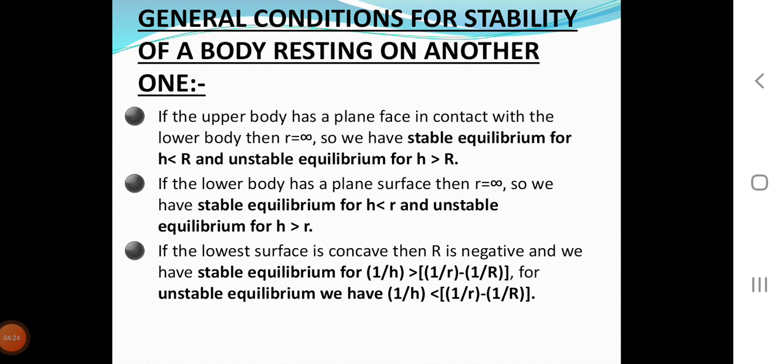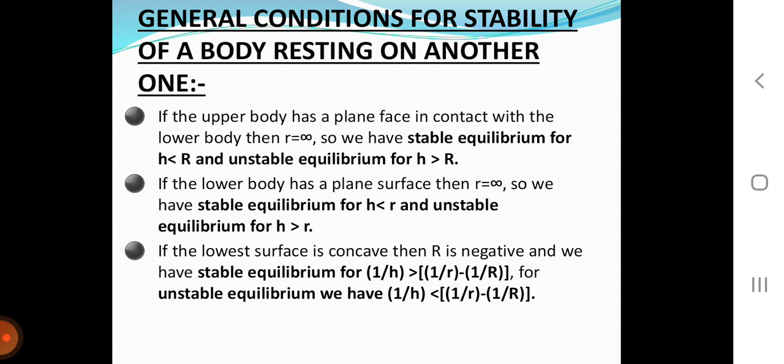Now, the general conditions for stability of a body resting on another one. If the upper body has a plane face in contact with the lower body, then the radius is equal to infinity. So we have stable equilibrium for h less than r and unstable equilibrium for h greater than r. Here small r and capital R are the radii of different spheres. If the lower body has a plane surface, then capital R is equal to infinity. So we have stable equilibrium for h less than r and unstable equilibrium for h greater than r.